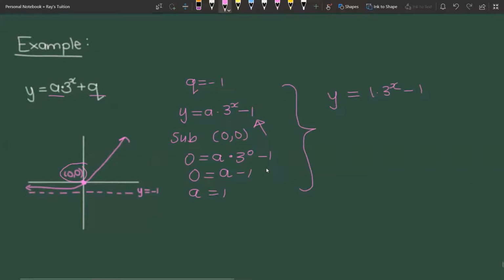At the end, once you've found your equation, make sure that it makes sense. So here we have a positive a, and it is with a positive a shape. And our asymptote is y is equal to minus 1, which is true.